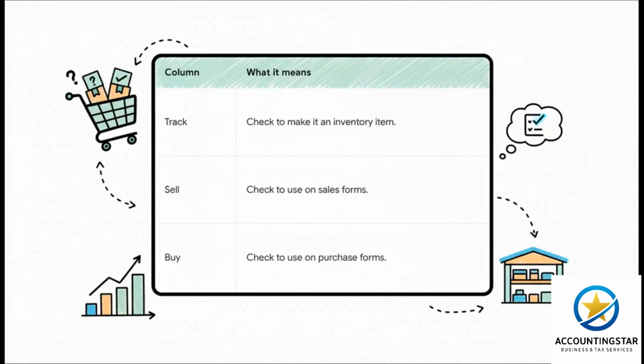Look, that import spreadsheet can seem a little intimidating at first, I get it. But it really just boils down to these 3 checkboxes. Does QuickBooks need to track the quantity? Check that first box. Do you sell it to your customers? Check the second one. Do you buy it from your suppliers? Check the third. Get these 3 columns right, and you are honestly 90% of the way there.